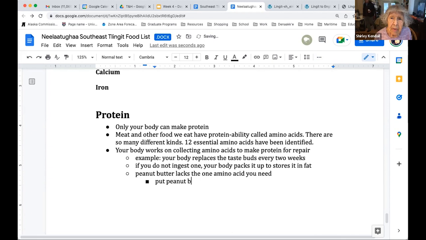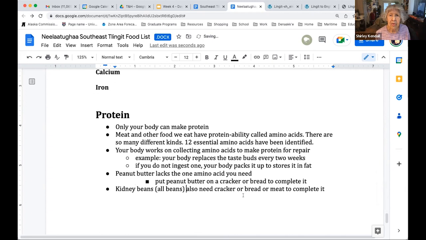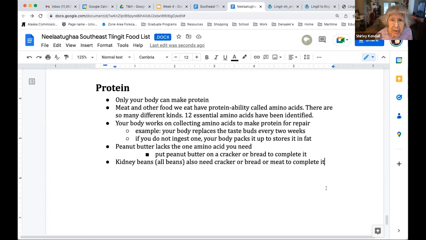I think it's the same story with kidney beans. I love kidney beans. My mom used to cook up a pot and leave it on the stove so we can have whenever we want. But if you don't have bread or crackers or a little bit of meat in there, all you're getting is fat. So no wonder it was so good. All the different kinds of beans will have the same qualities. So make sure that if you do beans, make sure there's meat or have some kind of dinner rolls with it or something. So that it will be complete.